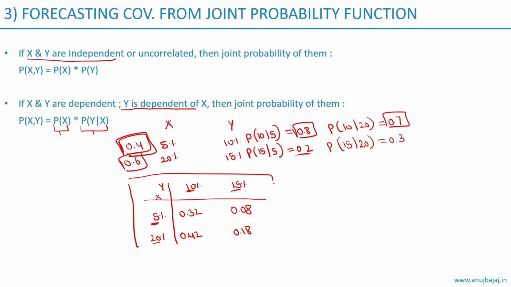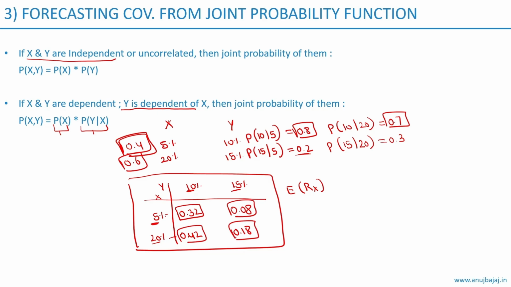So from this joint probability matrix, how do we calculate the expected return of X and Y? Just like we calculated previously, we will use the same method. We multiply 0.32 by 5%, 0.08 by 5%, 0.42 by 20%, and 0.18 by 20%. We add them all and we get the expected return of asset X. And similarly, we can calculate the expected return of asset Y.